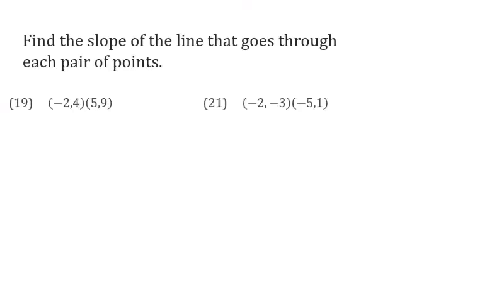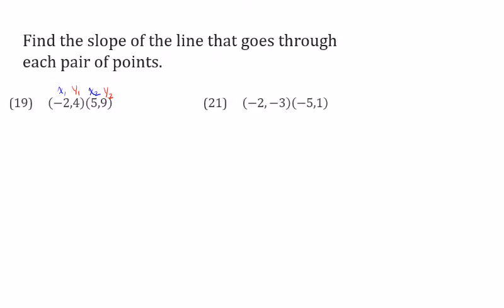All right, so let's try some examples where we're just given the points. For number 19, we have two coordinates here. Remember that we just want to label the x1 and the y1, and then we have our x2 and y2. The ones go with the ones, and the twos go with the twos. So make sure you keep that straight.